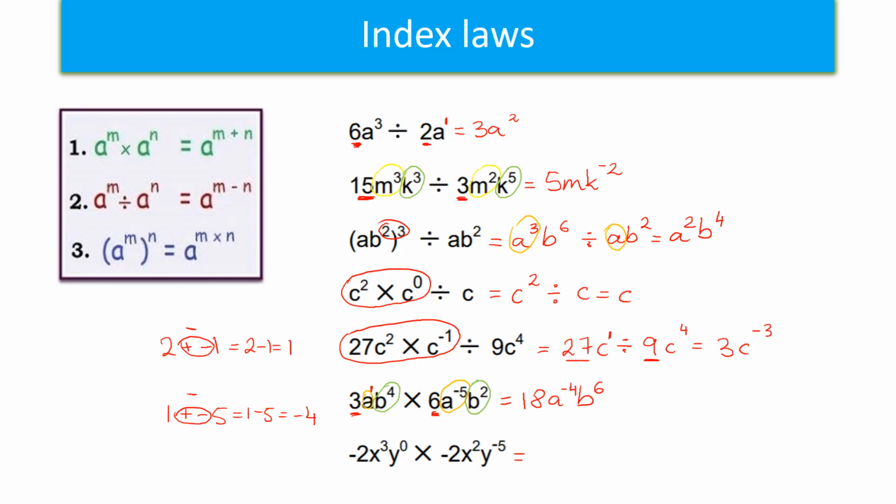In the next one, I multiply the numbers first, and that is 4. Then I look at the x terms, we have x to the power of 3 and then x to the power of 2. I need to add the two powers, so that's x to the power of 5, and then I've got y to the power of 0 and y to the power of negative 5. Because I've got 0 add negative 5, that is negative 5. So it's y to the power of negative 5.